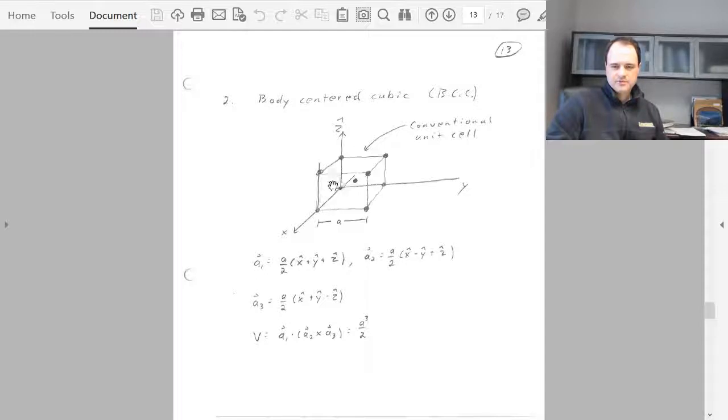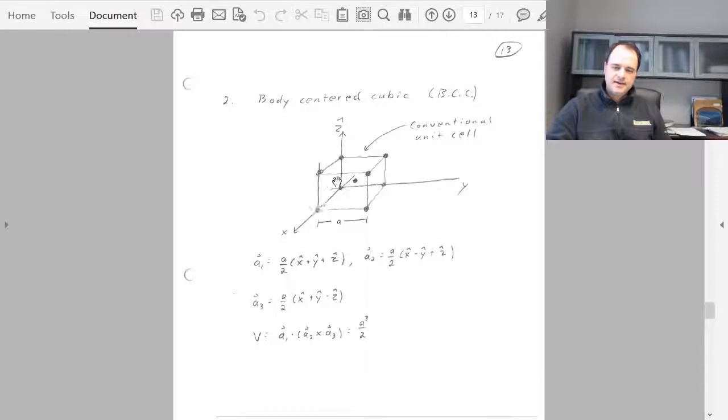And that would be a over 2 x hat, but minus a over 2 y hat, going below, and then up a over 2 z hat. So it's this right here. And then likewise, you could go to the scatter down below the xy plane, and that would be a over 2 x hat plus a over 2 y hat minus a over 2 z hat. All right. So those are the primitive translation vectors going from the origin scatter to one of the body-centered ones in three of the neighboring unit cells.